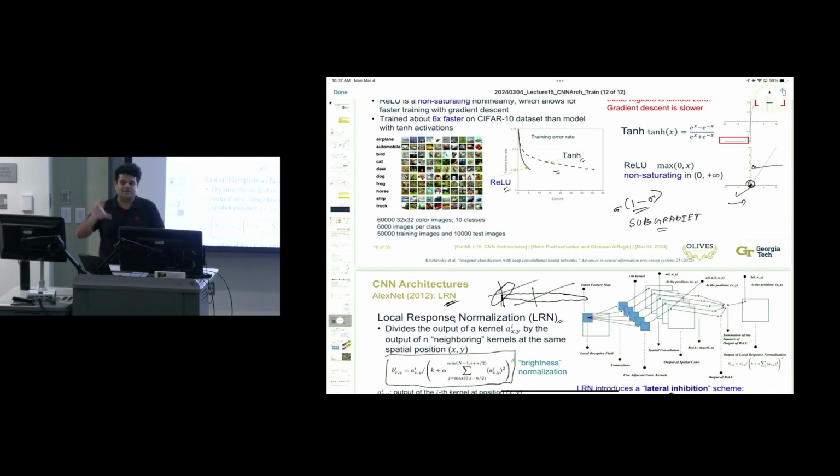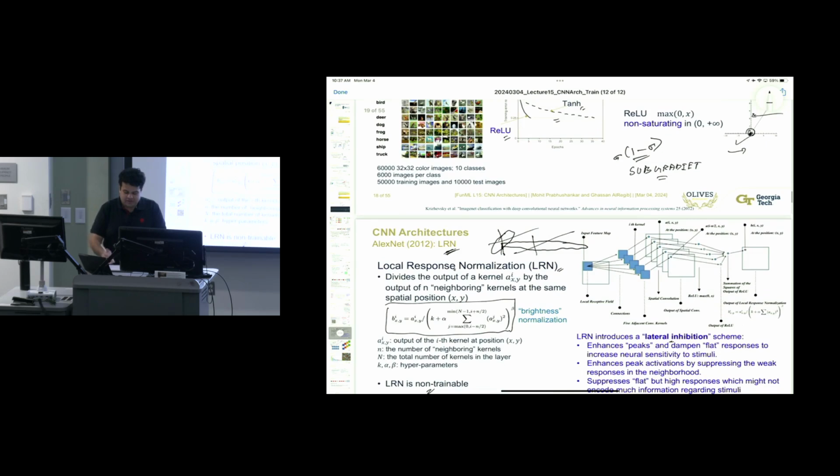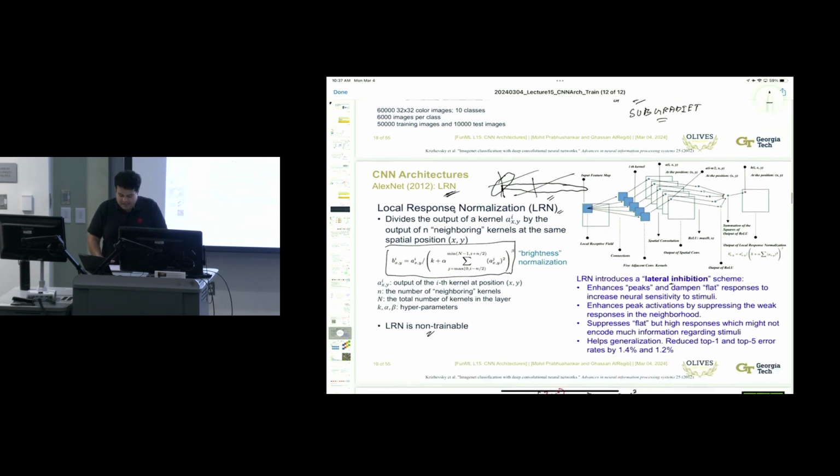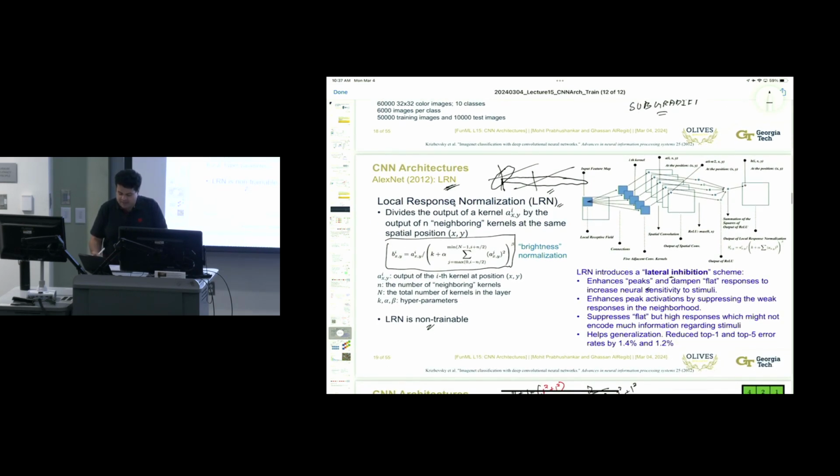And also that this output has a certain shape with respect to your, I'm showing a covariance matrix here because that is what we saw in homework number 4, but you can think of it as some kind of distribution that your input had. You want to make sure that that continues throughout the network as well. So it enhances peaks and dampens flat responses. It suppresses flat but high responses, which might not encode much information regarding stimuli. And of course, this helps in the generalization process.